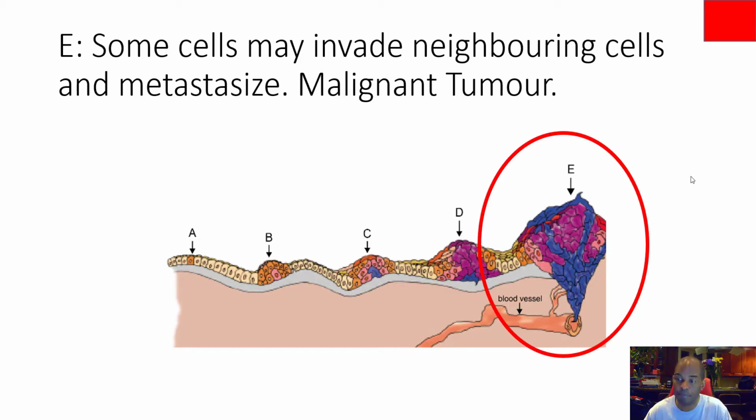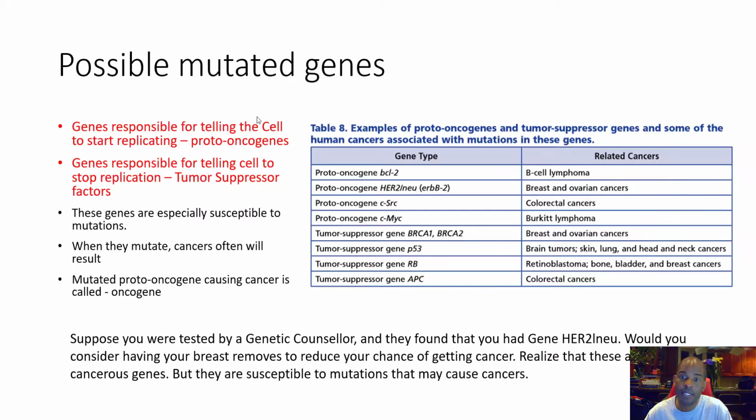So that's malignancy. Right? Now, what happens? So we know that proto-oncogenes and tumor suppressor factors are responsible, right? So it's a genetic problem. Any gene that codes for the cell to move forward and replicate is an oncogene, or any gene that codes for a cell to stop replicating is a tumor suppressor factor. If either one of those gets mutated, then you have a problem.